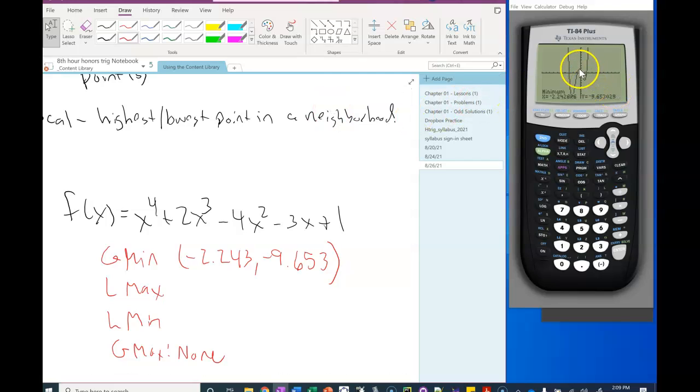Next up is my local max. So second trace. This time I'll choose the maximum command. Left bound, so I'm going to move my cursor somewhere over here. Press enter. Right bound has to go somewhere over here in that little section there. So that looks good to me. Press enter. I guess anywhere in there is good. There's my local max.